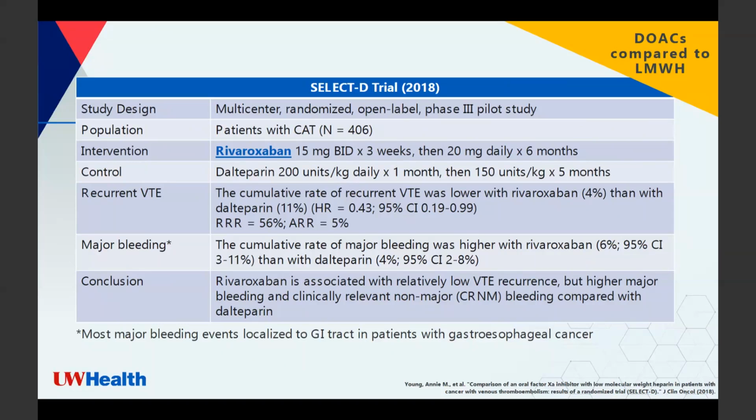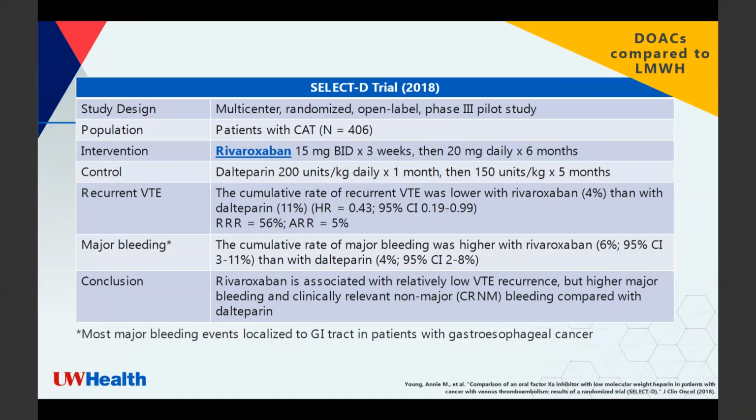And this was a hazard ratio of 0.43 with a relative risk reduction of 56% and an absolute risk reduction of 5%. The cumulative rate of major bleeding was higher with rivaroxaban at 6% than with dalteparin at 4%. And similar to the previous trial, most major bleeding events were localized to the GI tract in patients with gastroesophageal cancers. And so in conclusion, rivaroxaban is associated with relatively low VTE recurrence, but higher major bleeding and clinically relevant non-major bleeding compared with dalteparin.